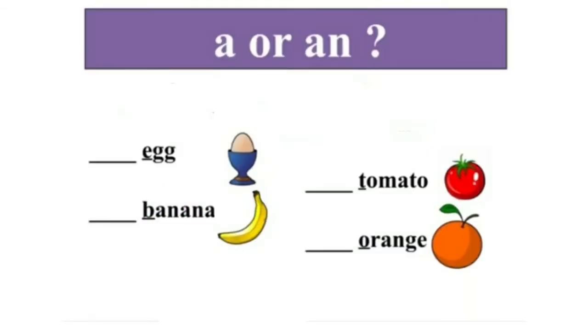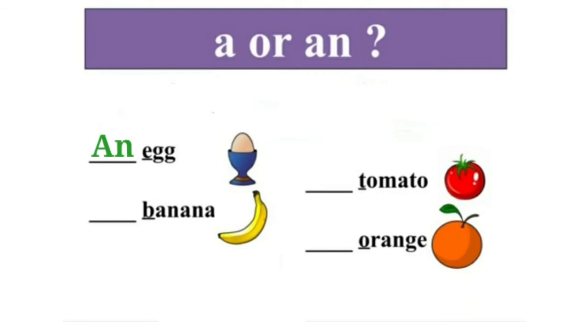Children, look at the word. If it starts with a vowel sound, we will use an. And if it starts with a consonant sound, we will use a. Now, the first letter of egg is E. It's a vowel sound. So we'll use an egg.